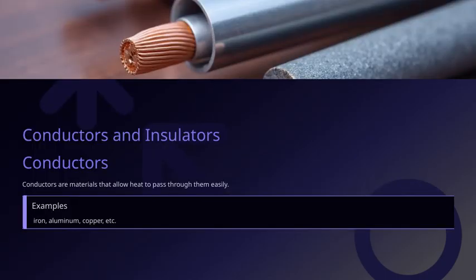Let's talk about conductors. Conductors are materials that allow heat to pass through them easily. Think of them as the highways for heat energy. When heat comes into contact with these materials, it flows through quickly and efficiently. Some common examples of conductors include iron, aluminum, and copper. These materials are widely used in everyday objects, like cooking pots and electrical wiring, because of their ability to transfer heat or electricity effectively. Understanding conductors helps us see how heat moves in different materials, which is an important part of the overall theme of thermal and electrical energy transfer.